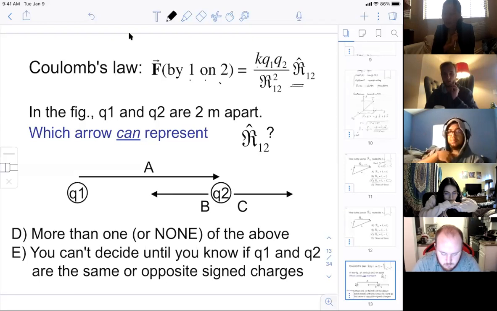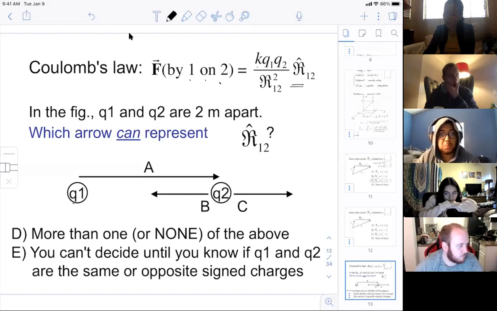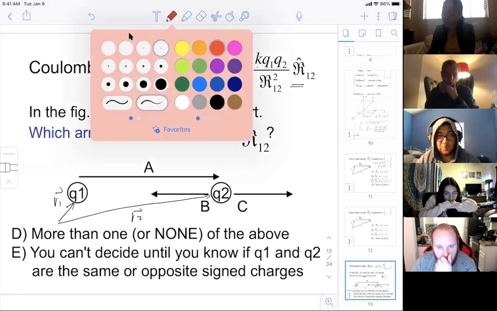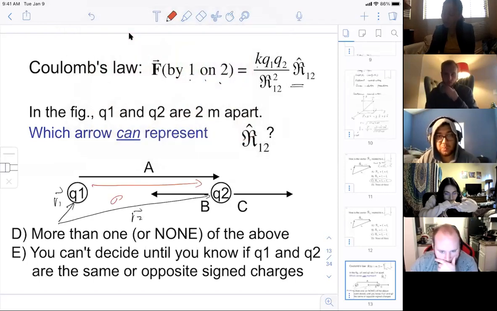And now let's think about whether we need to know Q1 and Q2 being the same or opposite sign of charges. Previously we said R12 needs to be pointing from 1 to 2. So let's say you have these two charges, and they both have a position, right? Let's say this is R1, the position of charge 1. This one has an R2. Just by what we did before, R12 must be pointing from 1 to 2. So this must be R12 hat.